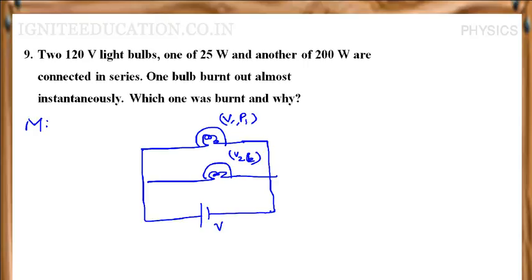What is the bulb that has blown out? That we need to find out. If we assume the resistances as R1 and R2, we need to find out which one has burnt out, R1 or R2. That is our motto.